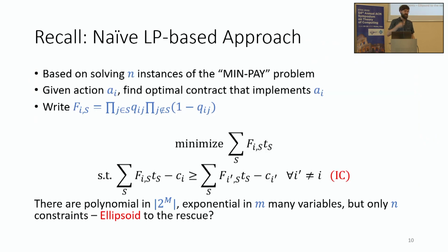Now, leveraging what you saw in the first part, there you saw this min-pay LP. So one approach for solving this problem would be to look at your n actions, so there are only polynomially many. For each of these actions, find the minimum transfer that you would have to make to incentivize it, and take the best one. The problem, of course, is that this will no longer be a poly-size LP that you want to solve. Let me make this a bit more concrete. So we have an action a_i.